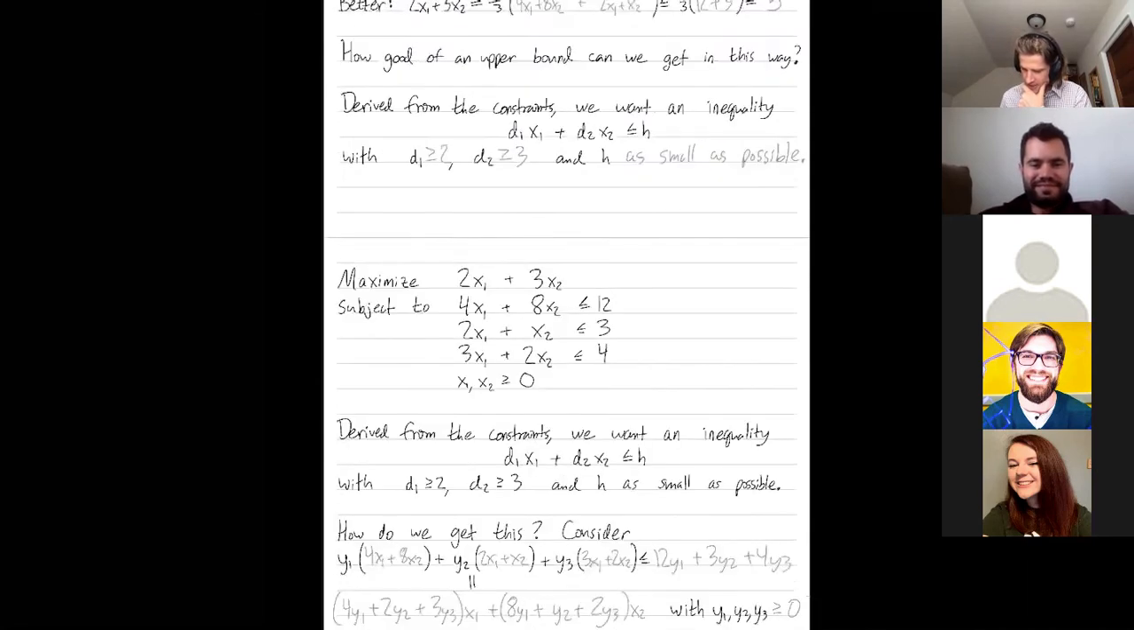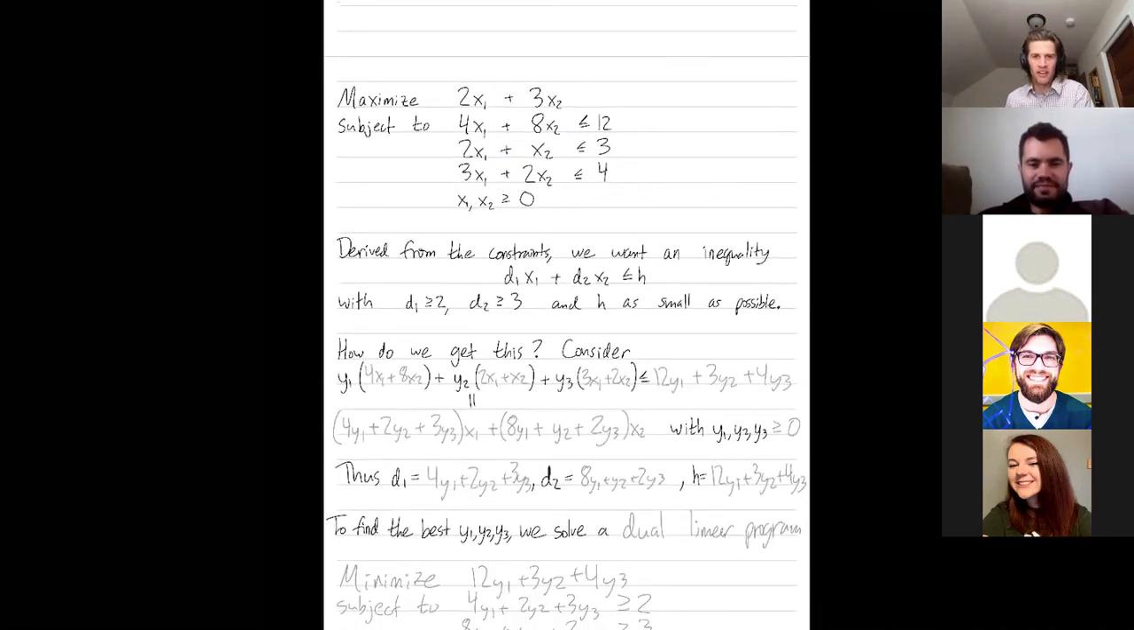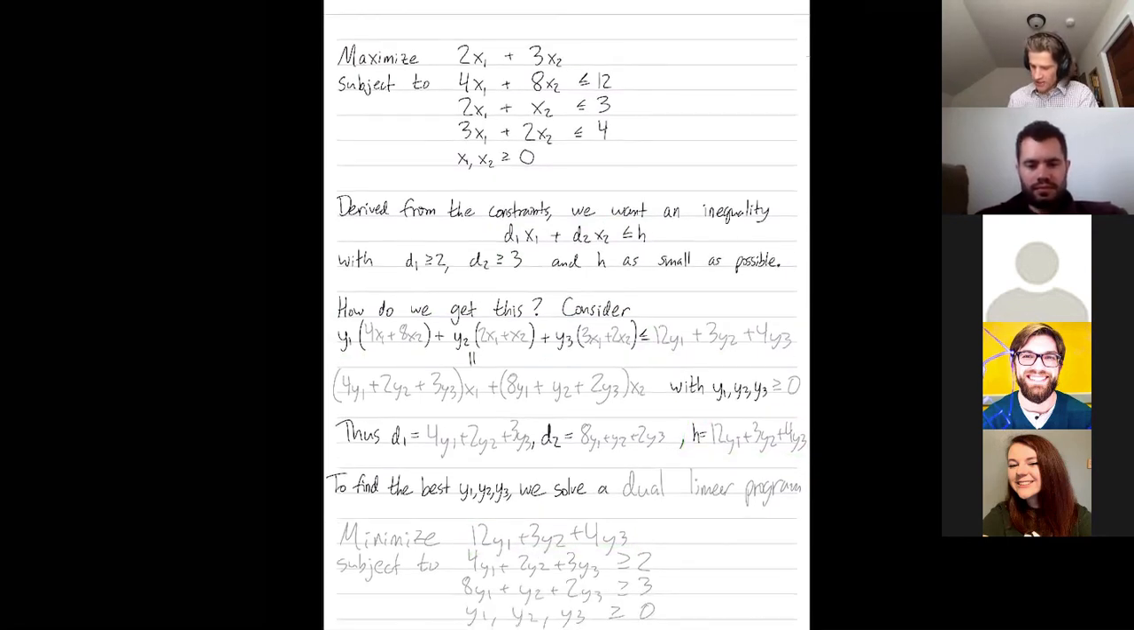And how would I do this? I start with this linear program and then explain how we want to take constraints and linear combinations of constraints to get upper bounds. Here's a general equation for the type of constraint you can get. Here's the upper bound it gives. And then we want to minimize that upper bound. We want our upper bound to be as good as possible, subject to the constraints that for that bound to work, this needs to be at least 2, and this needs to be at least 3.